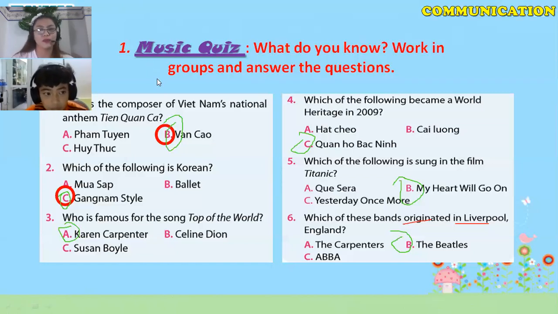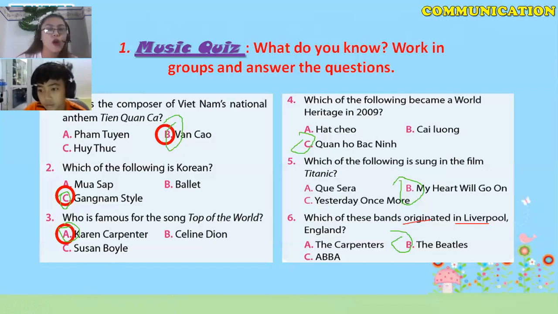Okay, so who is famous for the song Top of the World? Anyway, this is my favorite song, Top of the World. Okay, that is Karen Carpenter. So Celine Dion. Did you know who is Celine Dion? I don't know. Okay, but well, Celine Dion, she is a famous singer. Susan Boyle, if I'm not mistaken, she is a British singer. She joined Britain's Got Talent before. Britain's Got Talent is a singing competition in Britain.